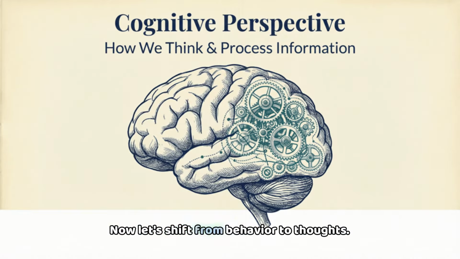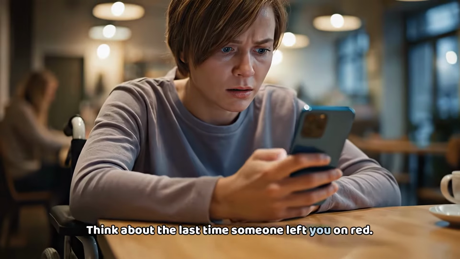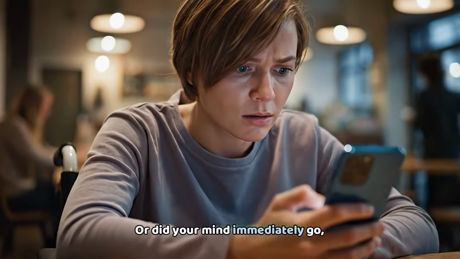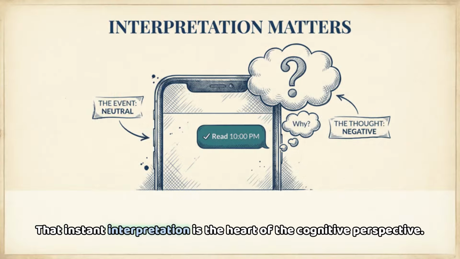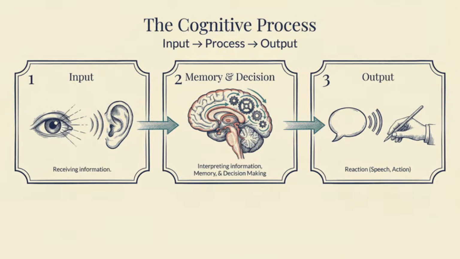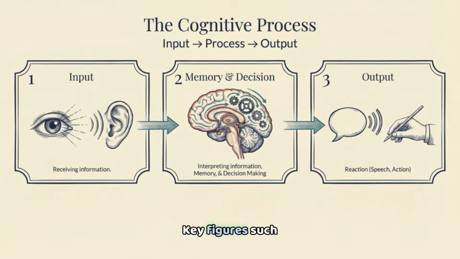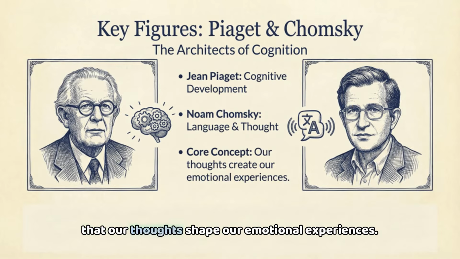Now let's shift from behavior to thoughts. Think about the last time someone left you on red. Did you assume they were busy? Or did your mind immediately go, "What did I do wrong?" That instant interpretation is the heart of the cognitive perspective. This approach focuses on how we think, process information, and make judgments. Key figures such as Jean Piaget and Noam Chomsky showed us that our thoughts shape our emotional experiences.